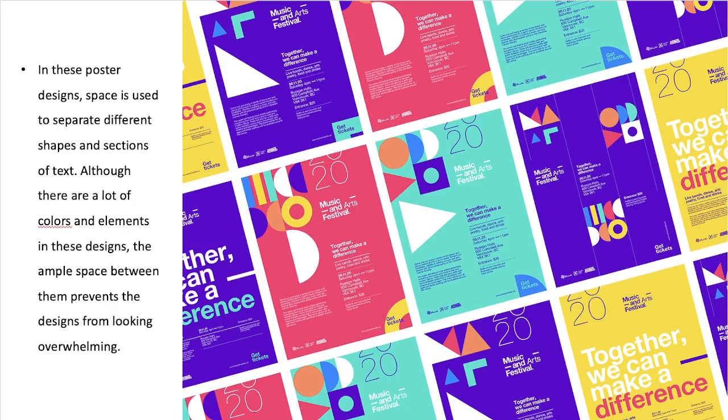In these poster designs, space is used to separate different shapes and sections of text. Although there are a lot of colors and elements in this design, the ample space between them prevents the design from looking overwhelming. You can see how the elements are placed together, and this is the space left in between so that we can focus on the text written in the image.